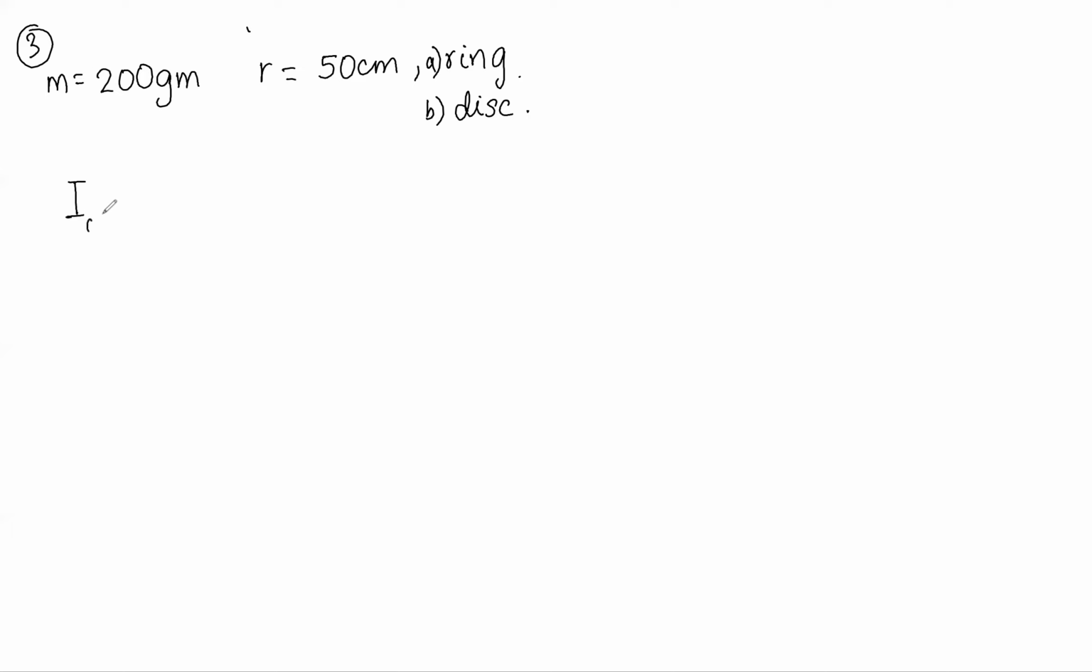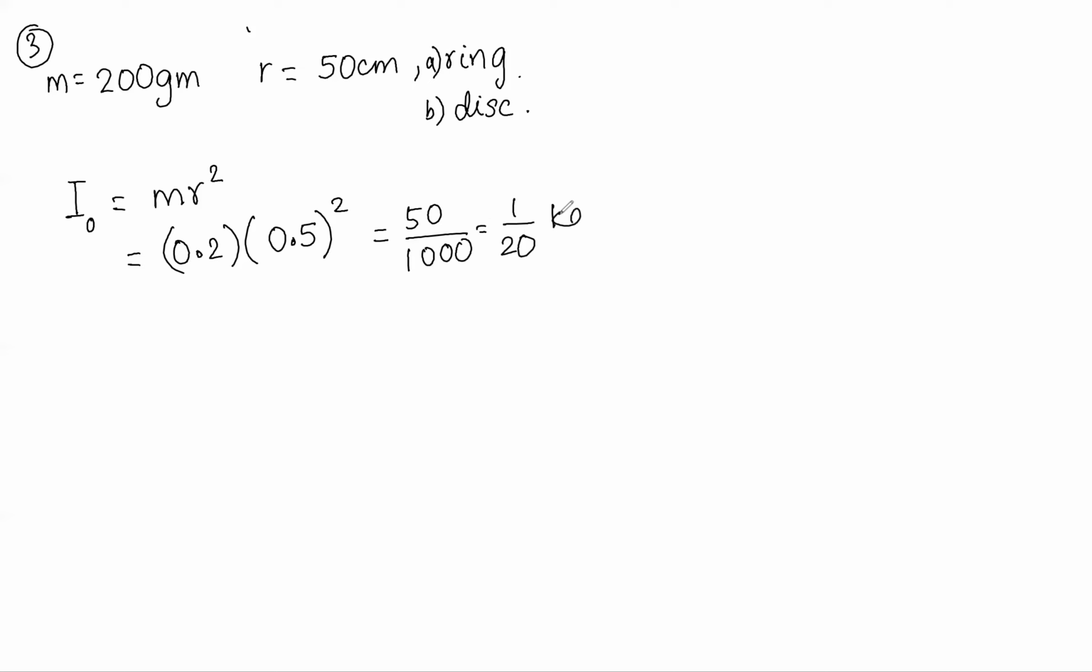So moment of inertia of a ring is equal to mr². What is mass? 200 grams, 0.2 kg. What is r? 50 centimeters, 0.5 meter, squared. So now you have to calculate this. 5 squared is 25, 25 twos are 50, 50 divided by 1000 will come. So what is 50 divided by 1000? 50 twos are 100, so you'll get 1/20 kg m².